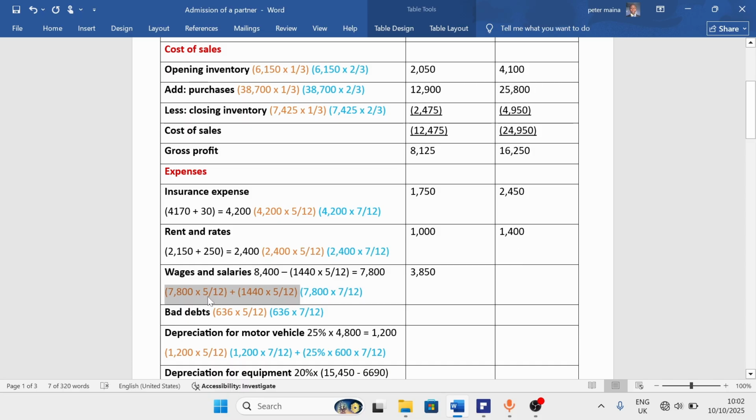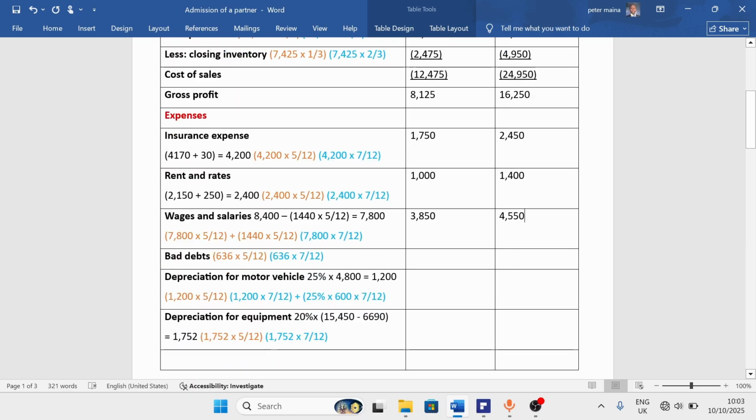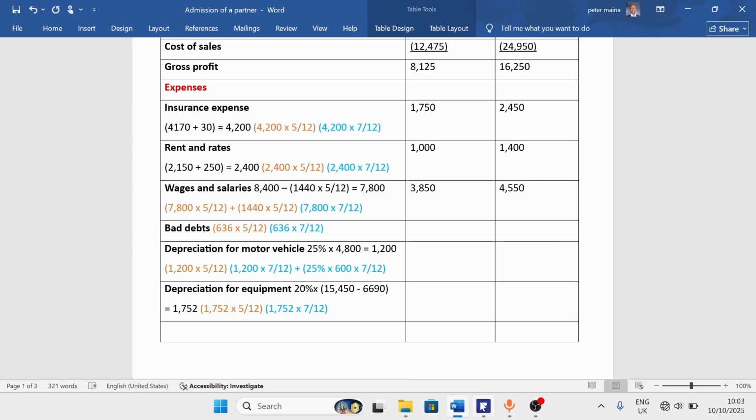So 3,850 is the total of the part of the salary that was paid to other employees during that time, plus the salary that was paid to Carol during the first 5 months. So wages and salaries for the last 7 months will be 7,800 multiplied by 7 divided by 12, and that will be 4,550. So we go to the next expense, which is bad debts.